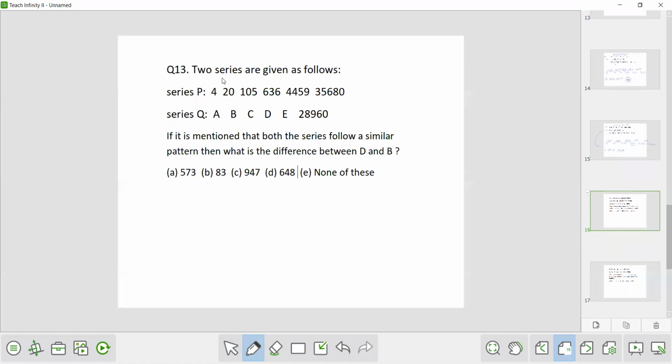Now in question number 13, two series are given as follows. Series P, that is 420, 105, 636, 4459, 35,680, and series Q, A, B, C, D, E, and 28,960. If it is mentioned that both the series follow a similar pattern, then what is the difference between D and B? Means here it is given that whatever the logic applies in series P, the same will apply in series Q. So first we have to identify the logic in series P.